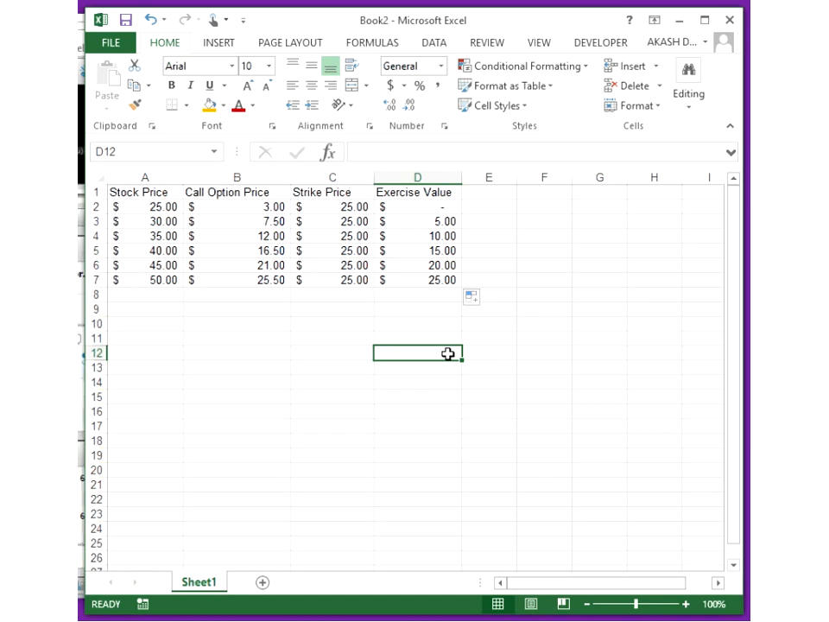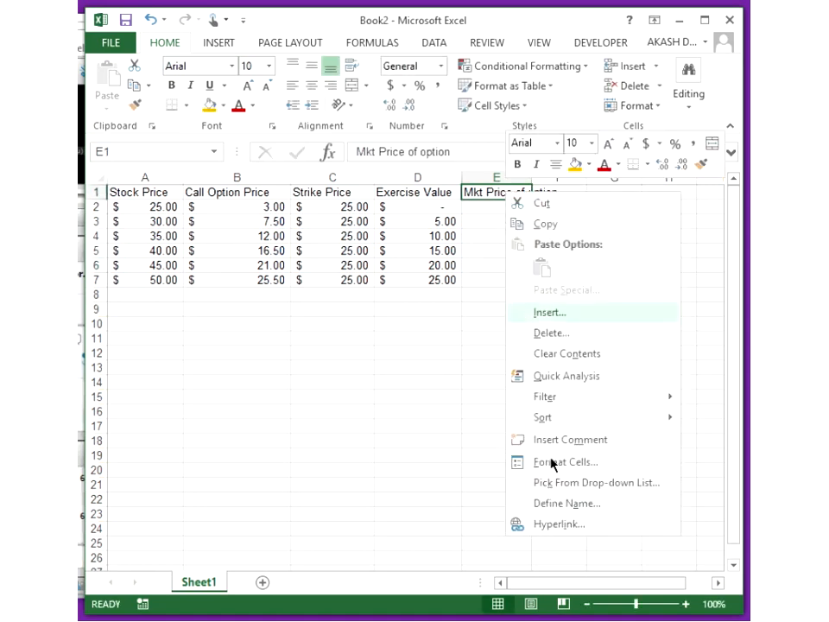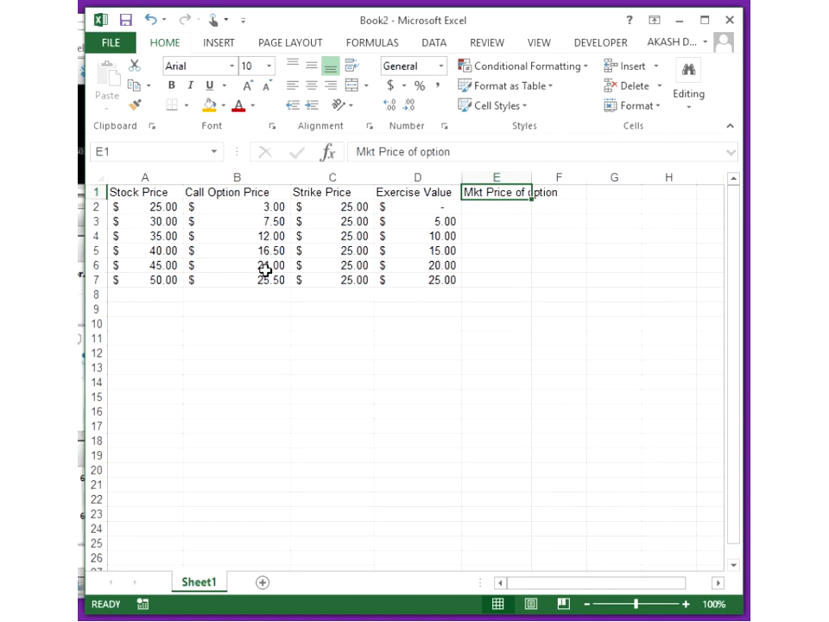Now, stock price is... So 250 would be the time premium. 250 will be the time premium. That's the premium you're paying. Like in insurance, you have the premium you pay. So let's add the market price of option. That is, if you were to buy or sell this option in the market, what would be its value?